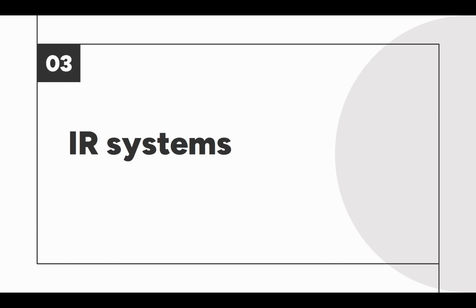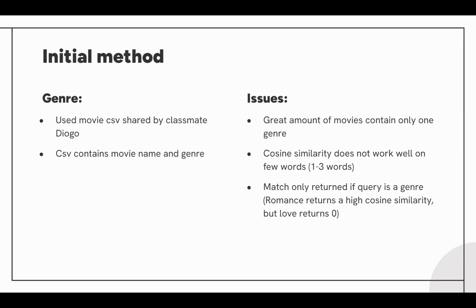All right, so about the IR systems, the initial method for creating our IR system was to use the genre of the movies. We did this by using the CSV that was shared by our class material, so thank you for that. And this CSV contains multiple things, of which a few were the movie name and the genre of the movie.